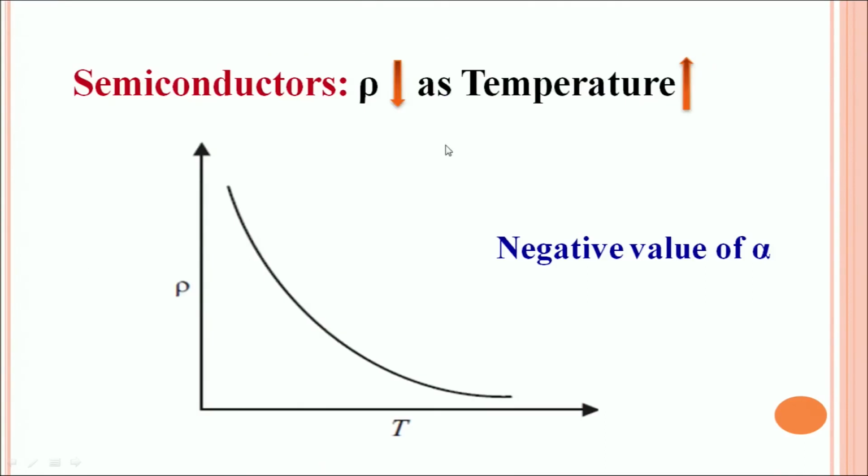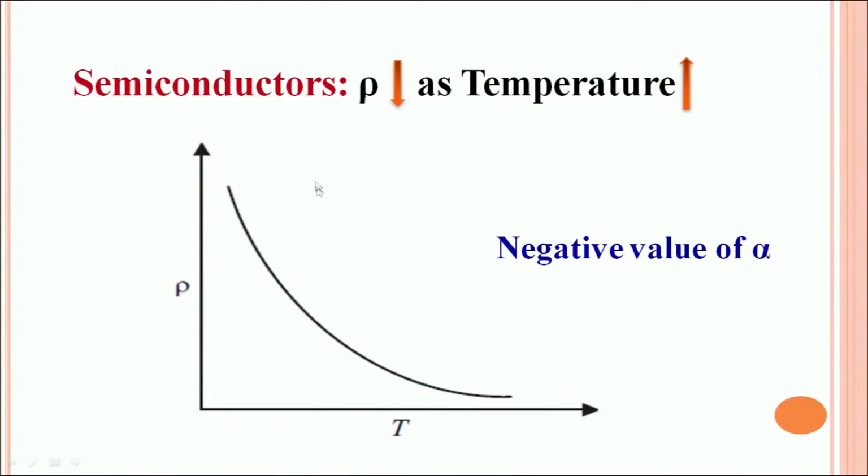Semiconductors are very useful materials, particularly for making integrated circuits. Semiconductors do not behave like metals. Semiconductors behave in fact the other way around. The resistivity decreases as you increase the temperature. If you plot the resistivity versus temperature, then it is basically a non-linear graph with negative slope, which clearly signifies that for these materials the value of alpha is negative, not positive like metals.